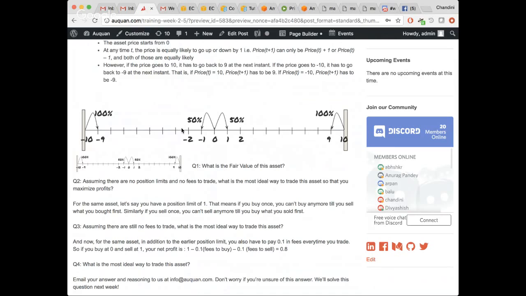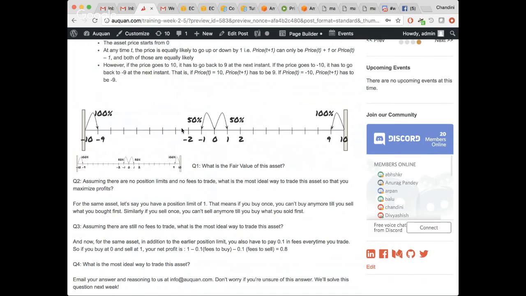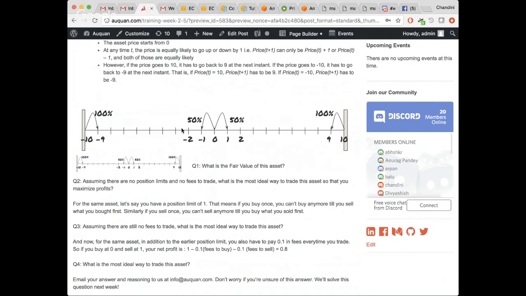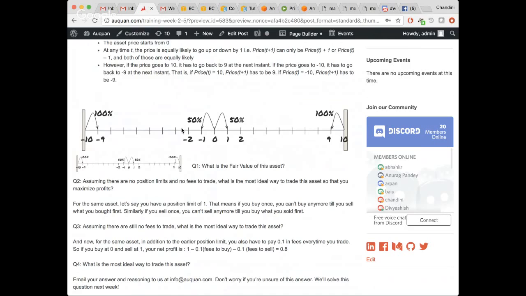The second question was, if there are no position limits and no fees to trade, how would you trade that stock? So when the stock is at 0, obviously it doesn't make sense to trade because the expected value is 0. But when the stock goes to 1, you can say, okay, if I sell at 1 and I buy back at 0, because my long-term expected price is 0, I should be able to buy back at 0 at some point in time. And I will make a profit of 1, so I'm going to sell at 1.